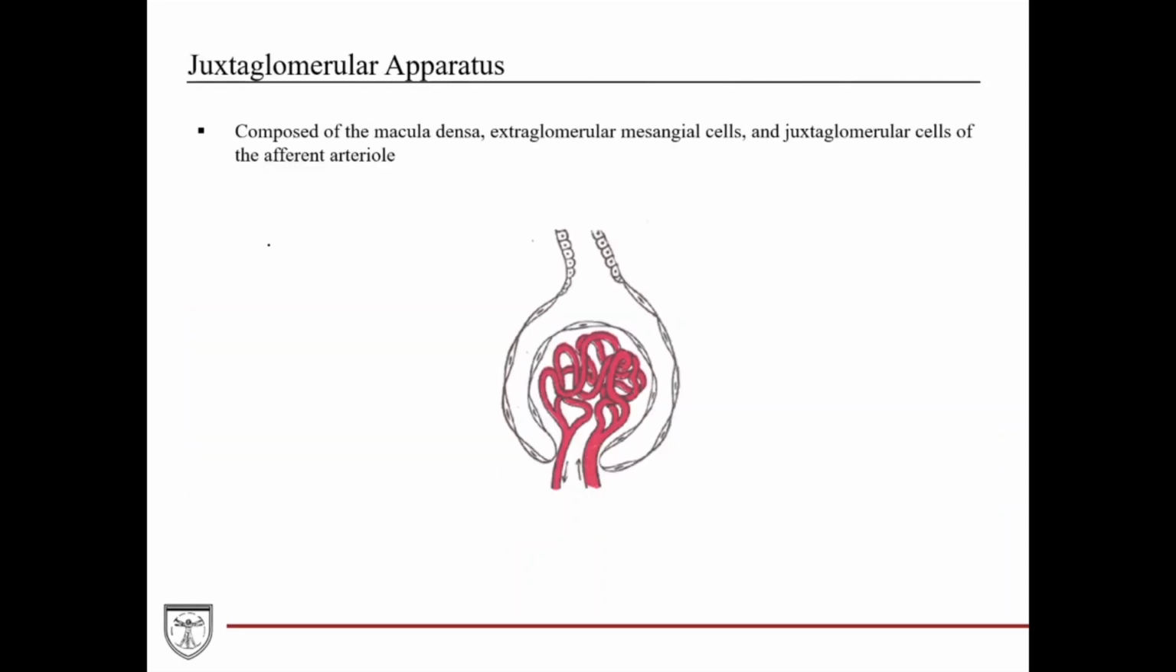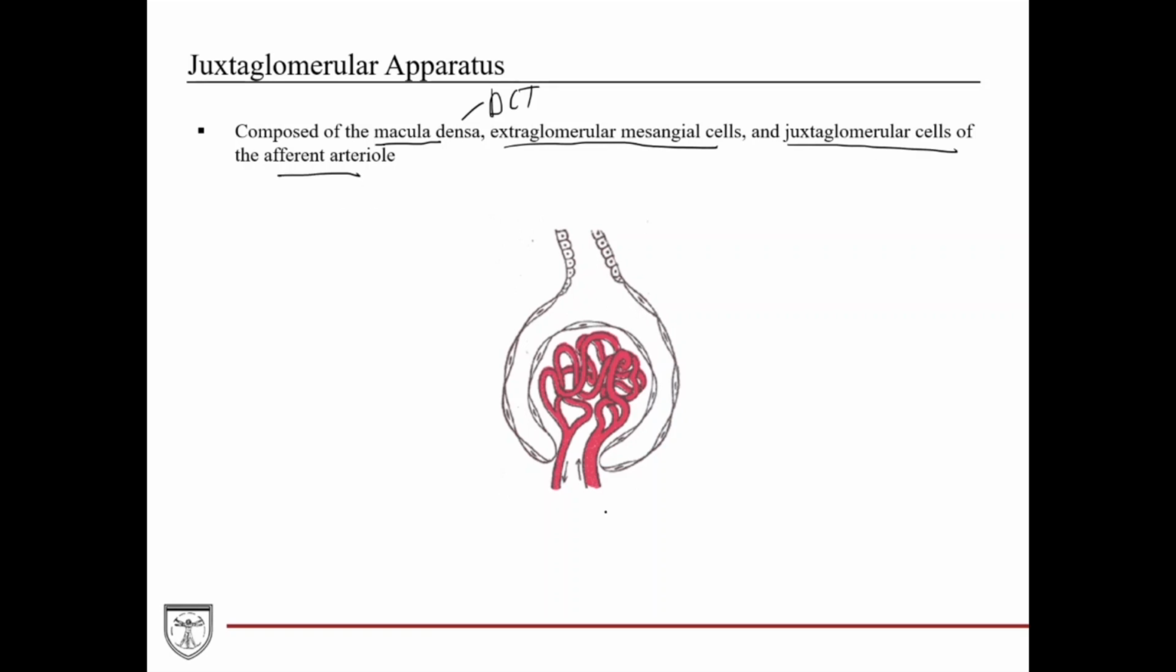All right, so we're going to close out this lecture by talking about some of the endocrine regulation of the nephron, especially in response to decreased blood volume, decreased blood pressure, and responses that affect the nephron. So this all starts with a region known as the juxtaglomerular apparatus, and it's composed of the macula densa, which is a portion of the distal convoluted tubule, the extraglomerular mesangial cells, and the juxtaglomerular cells of the afferent arteriole.